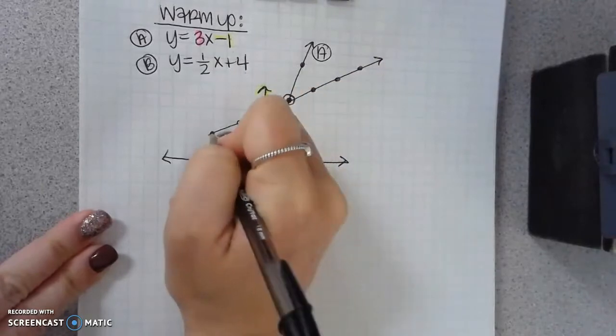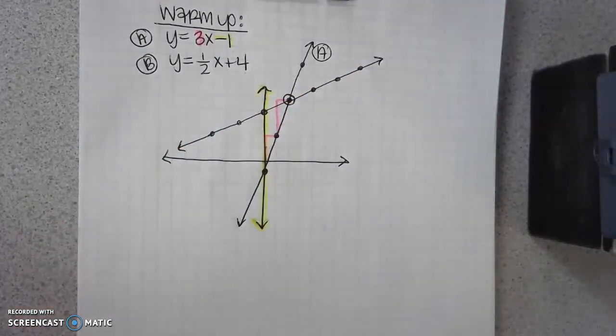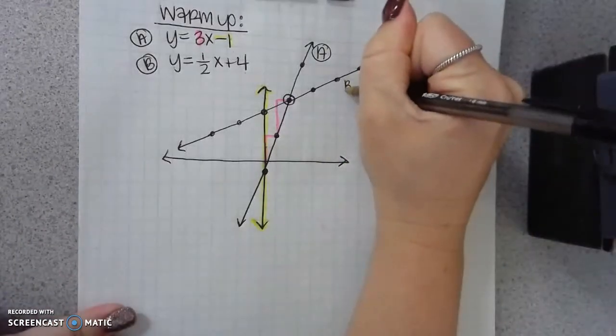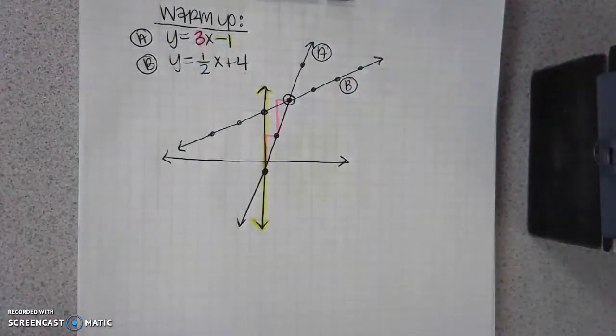When we've graphed lines, we always talk about how I want at least 3 points if possible. And this is our line B. Okay, beautiful. So that is what you should have turned in on your graphs.